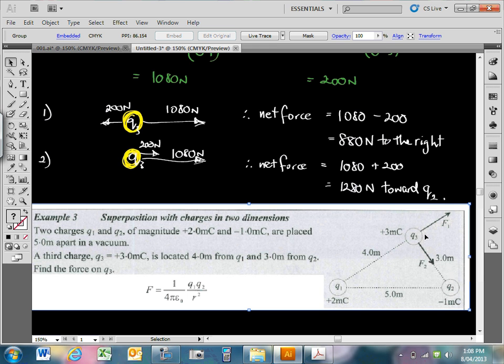You'll notice something about this triangle though. It's a 3, 4, 5 triangle, isn't it? Which means that this angle here is right angled, and we have a Pythagoras problem. It's not so hard. Okay, have a go at it, please.